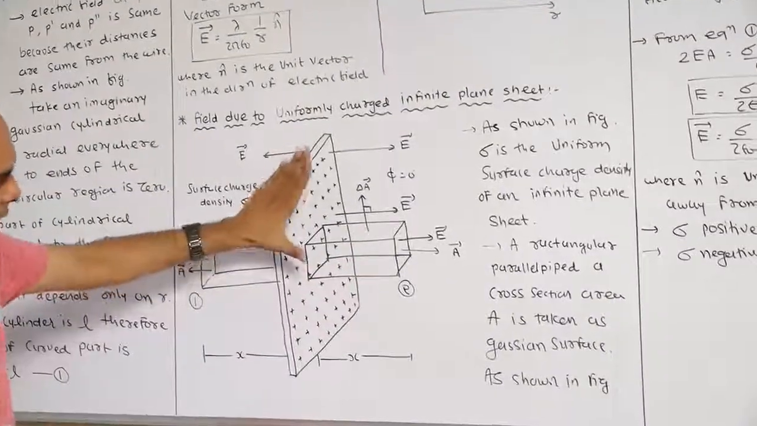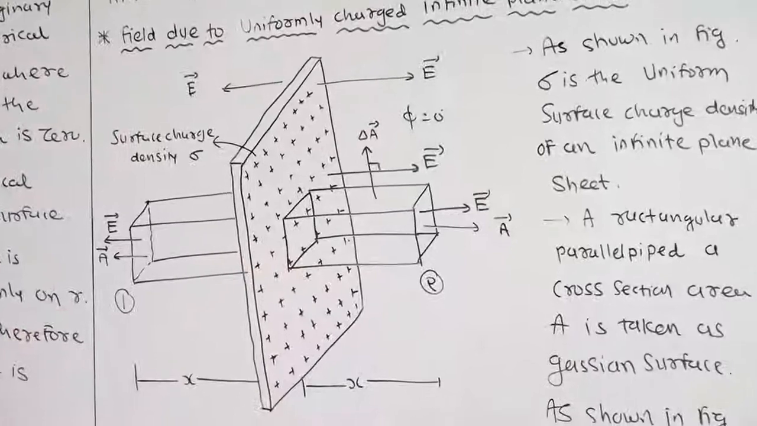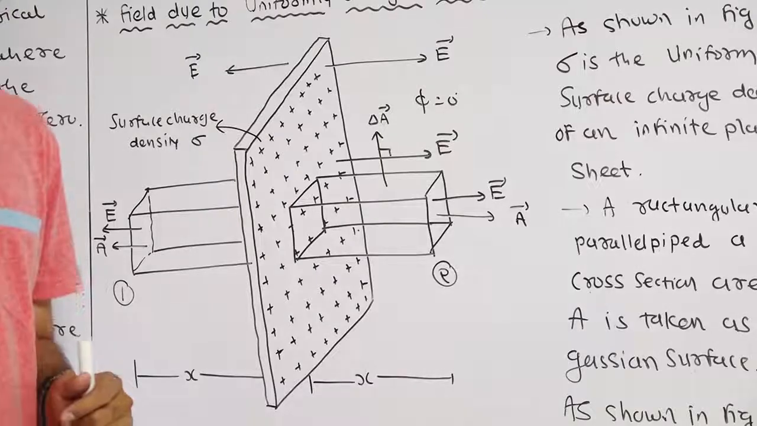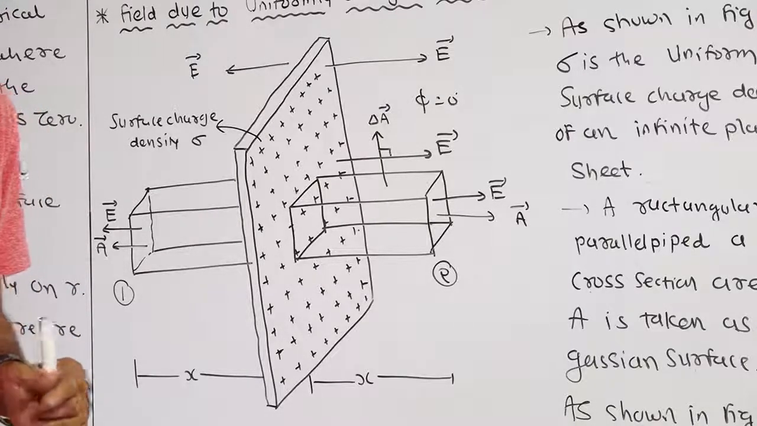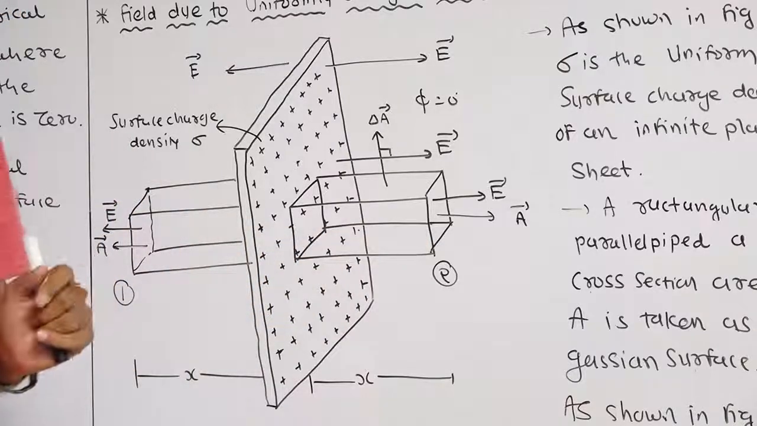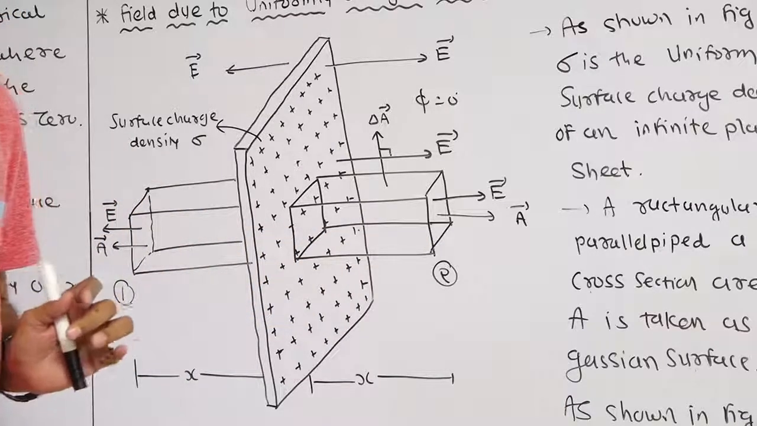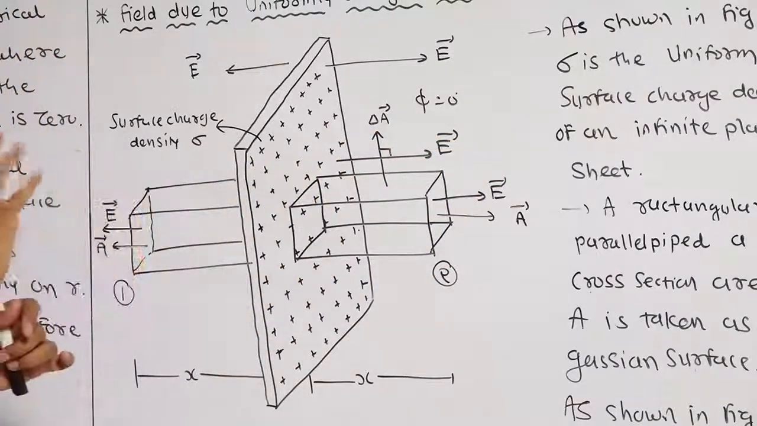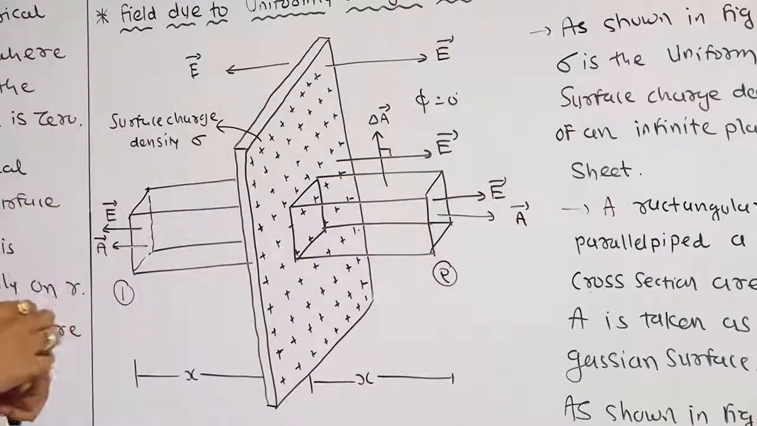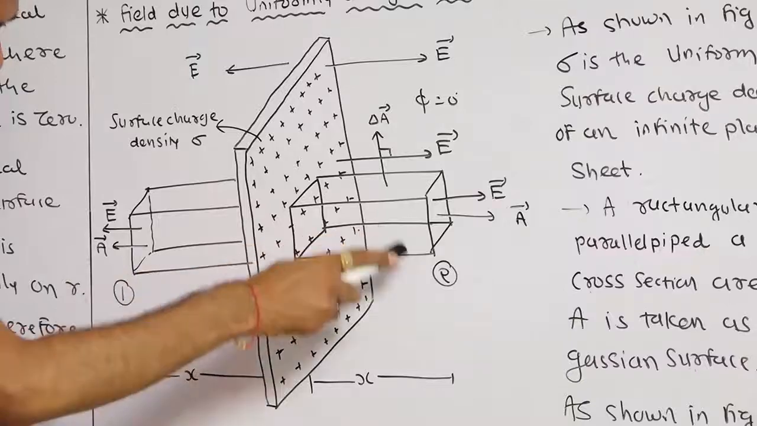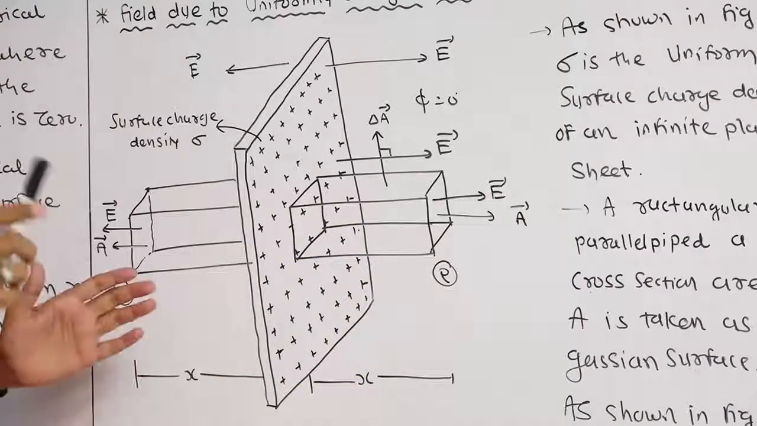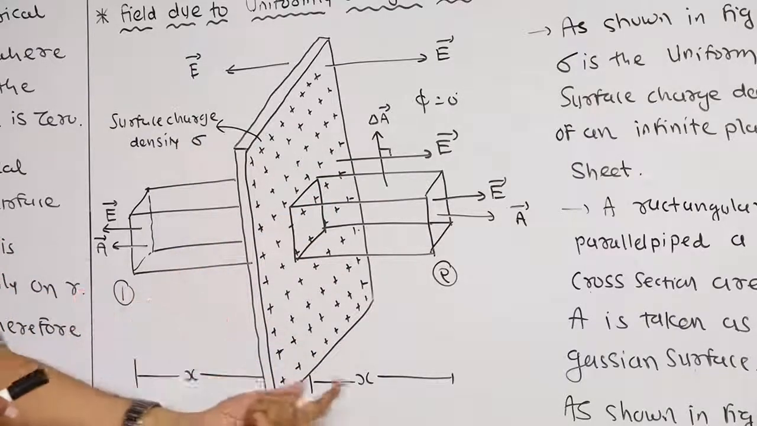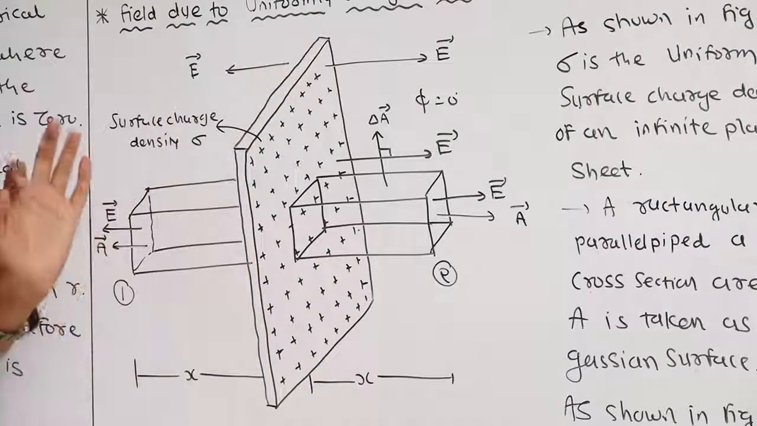In this diagram, to calculate the electric field due to this charge plane sheet, imagine one Gaussian surface. That Gaussian surface is called the parallelepiped Gaussian surface. It is passing through the plane like this. And this parallelepiped is parallel to which axis? X axis. Or we can also say that the perpendicular axis is the X axis. X axis is normal to the plane.